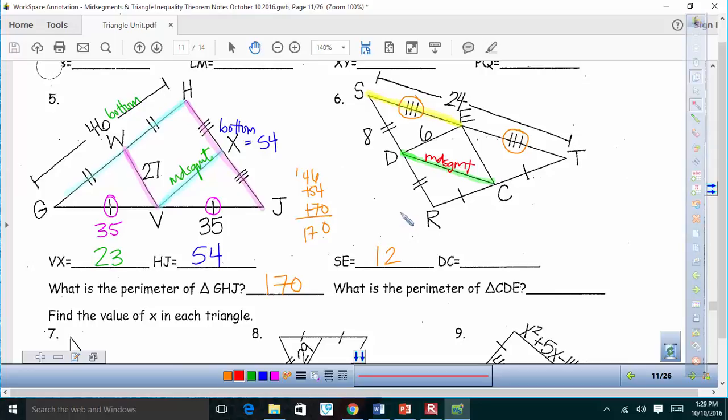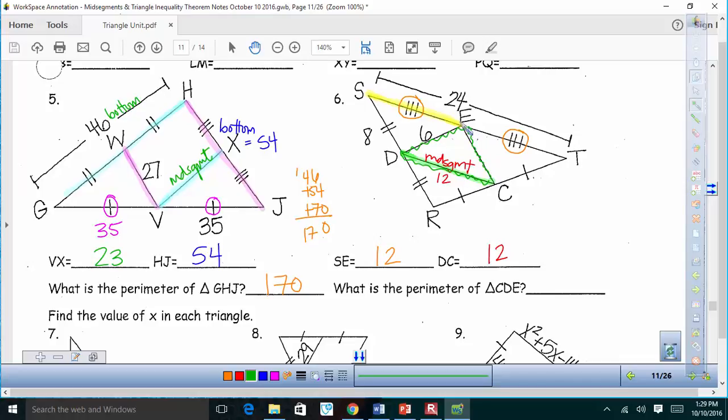And ST's length is? 24. So how would I find this mid-segment? Divide it by 2, so this would be 12. Now, the last thing asked me about the perimeter of triangle CDE. So CDE is this triangle right here.